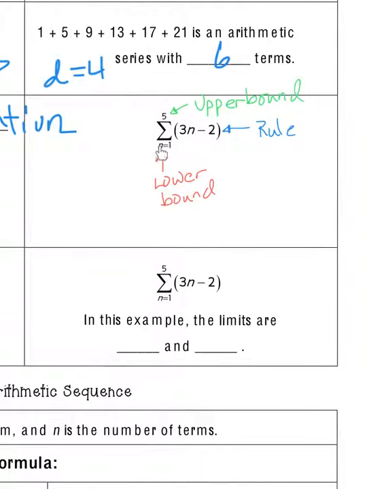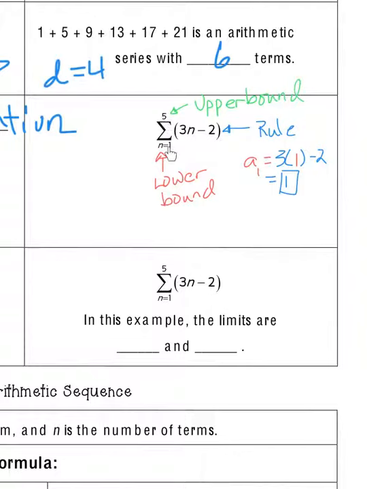You have to take this lower bound of 1 and plug it into the rule to get the value of that smallest number of the sequence. So for instance, a sub 1 would equal 3 times 1 minus 2. So a sub 1 would equal 1. And it's just a coincidence that the term number of the sequence 1 and the value are the same thing. That's a total coincidence. So look at the fifth term.